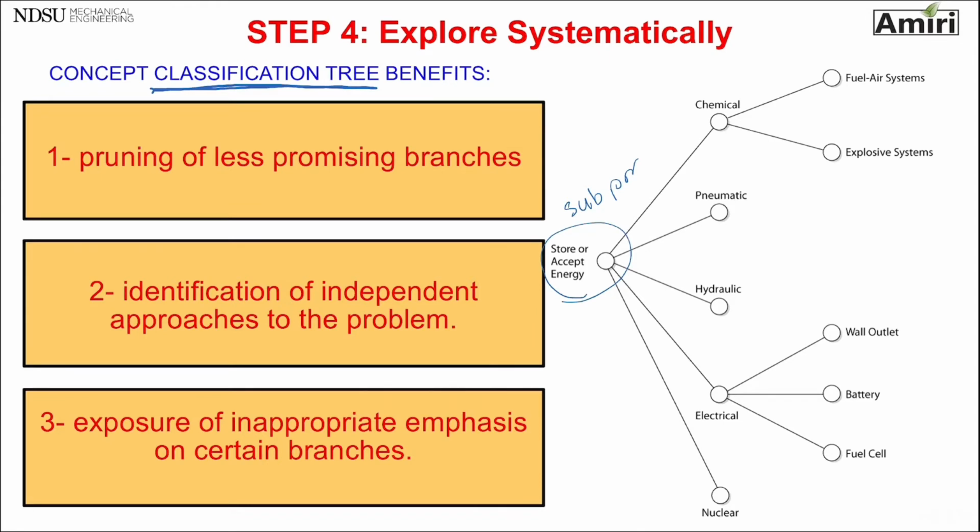So the benefit of this is that you can see some less promising branches. The other thing is you can expose some of the inappropriate ones. Like you can see, hey, nuclear, no, maybe not. That's not a good option for a handheld nailer. But also you can get rid of the ones that you put too much emphasis on and did not look at other options. So this kind of graphically shows where the emphasis is going.